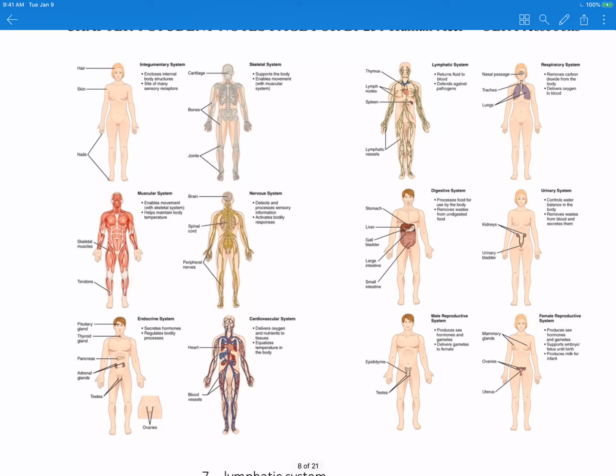The muscular system includes skeletal muscles. Skeletal muscles obviously work with the bones to produce movement, but also the skeletal muscles provide heat.